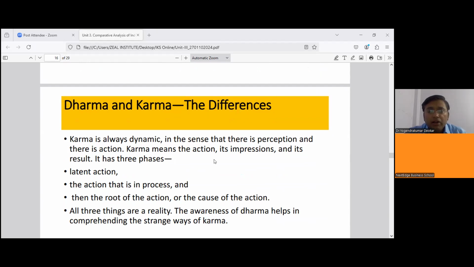Now you are a youngster, so your karma is studying, making yourself employable. Okay, so it is very dynamic. When you grow up, you will get married, and you will focus on a job like this. So karma is very dynamic.